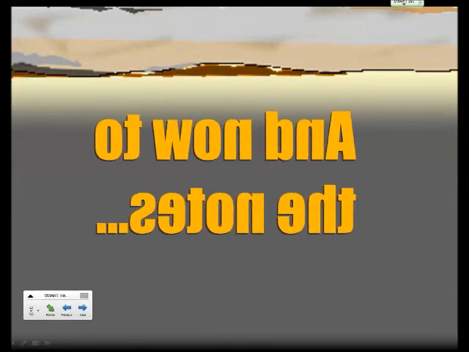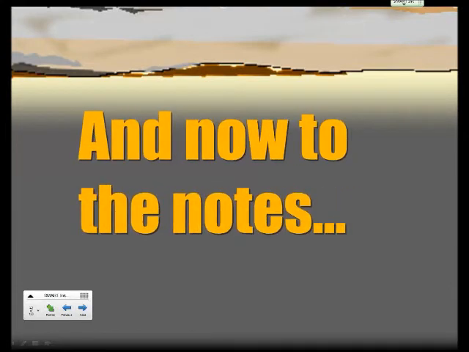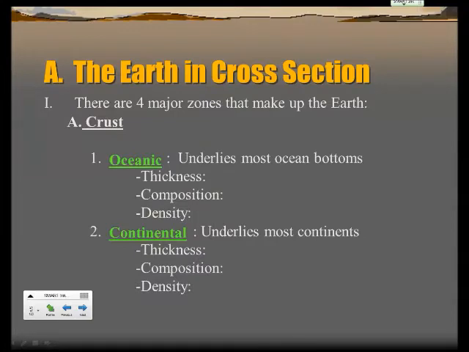Okay, now that we've had a little bit of introduction to what's inside the Earth, let's get right on to our notes. So there are four major zones that make up the Earth's crust: the oceanic, the continental, and we'll get to the others in a moment. But the oceanic underlies most ocean bottoms. As far as its thickness goes, it's the thinnest of the layers.